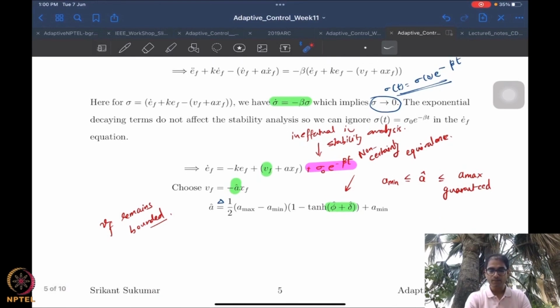And we choose a VF in terms of this, what we call A hat, which is in fact the projected version of phi. So we actually have a phi hat plus delta hat here. And so this results in A hat always lying between A min and A max. And these are the bounds on the parameter that are already given to us. And this A hat is what appears in the control law VF. And so therefore the control law remains bounded.